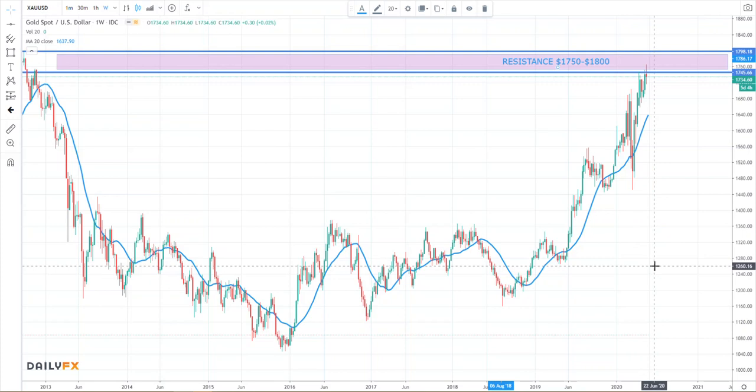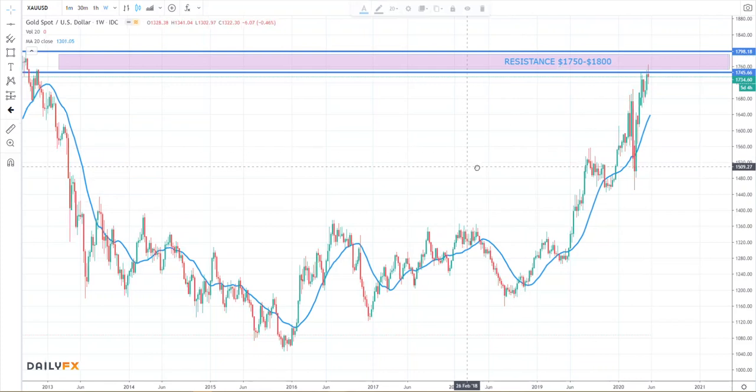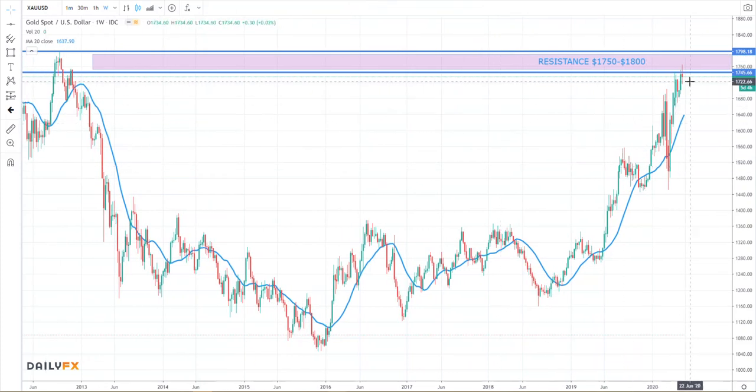Okay, so we're looking at a weekly chart for gold. This is a candlestick chart, meaning each one of these candles, red or green, as they're called candlesticks, represents 1 week of price action. So when we closed off last week, we finished just below $1,750, so $1,745.